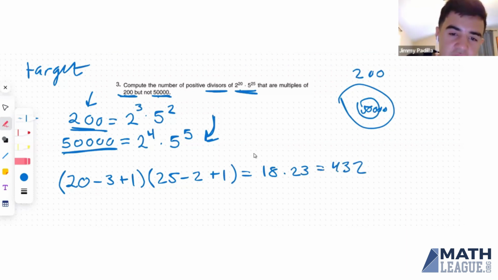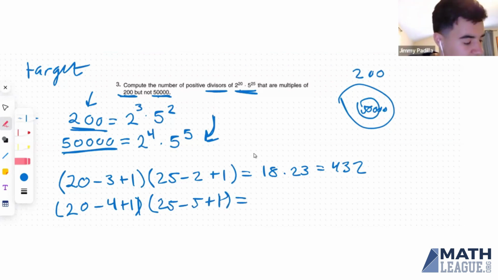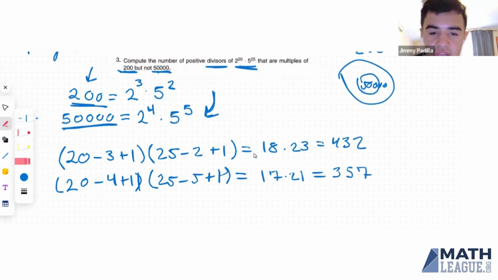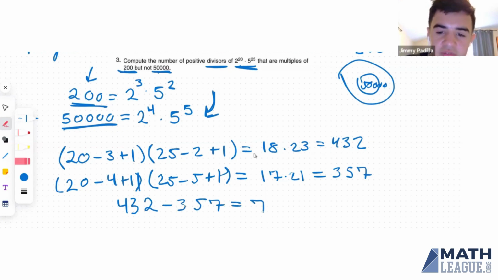Now for the second factor, we have 2 to the 4 going up to 2 to the 20. So that's 20 minus 4 plus 1 possibilities for that exponent. Then we have 25 minus 5 plus 1 possibilities for this exponent, which gives us 17 times 21, which is 357. Then finally, we can just take 432 minus 357, and we end up with our answer, 75.